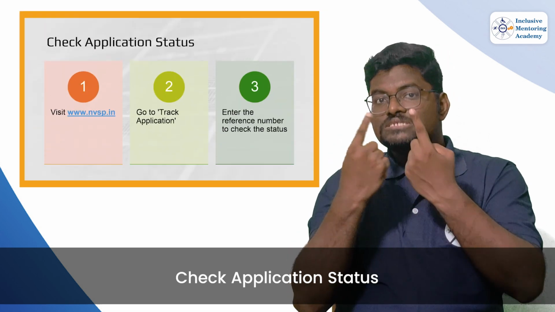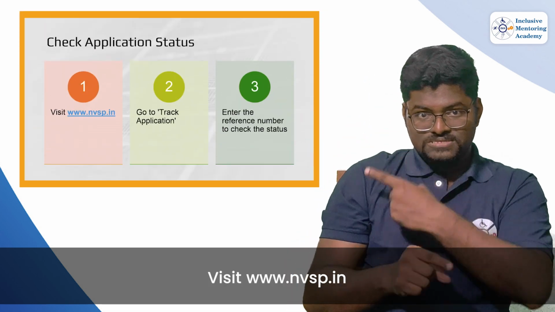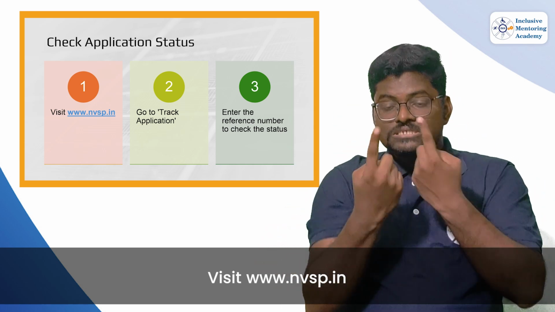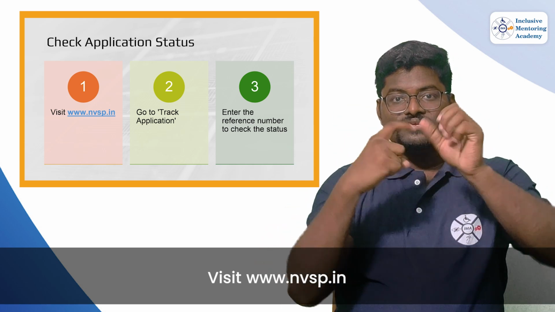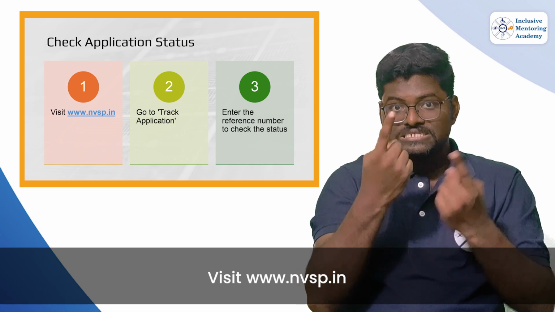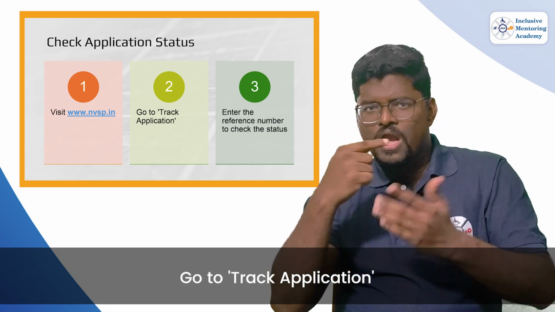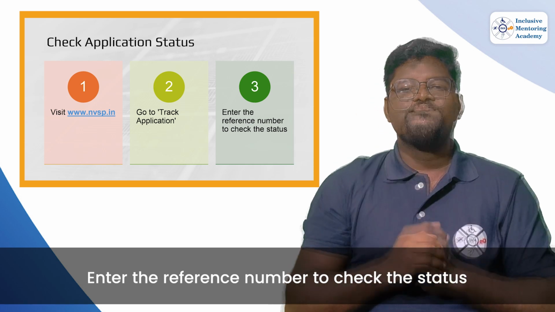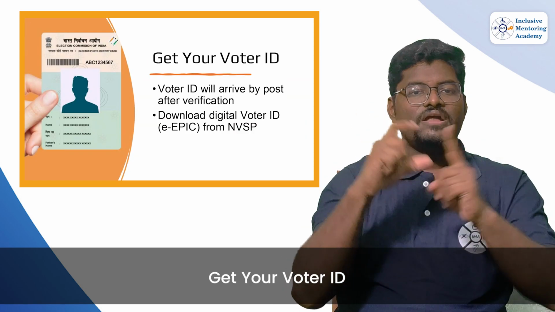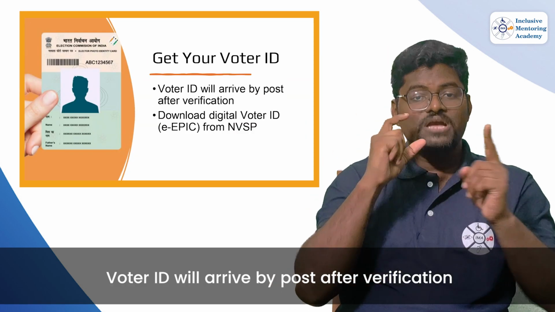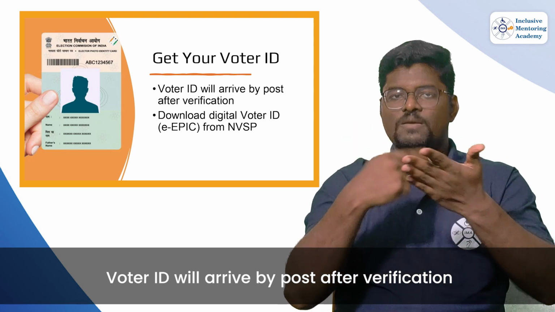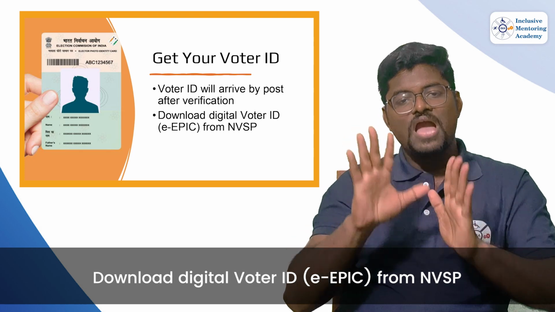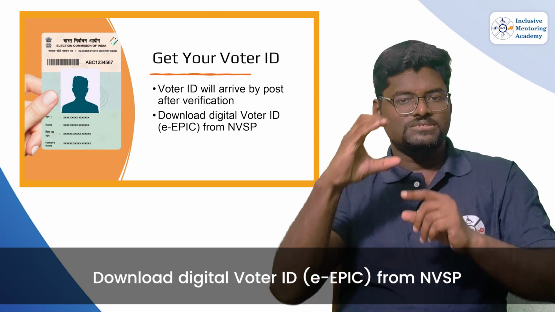Check application status. Visit www.nvsp.in. Go to Track Application. Enter the reference number to check the status. Get your voter ID. Voter ID will arrive by post after verification. Download the digital voter ID, e-EPIC, from NVSP.